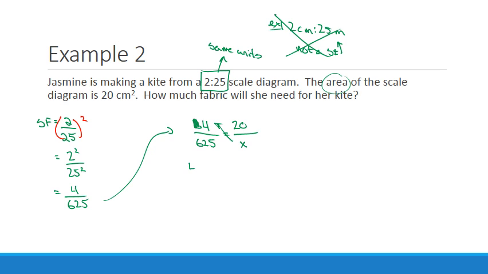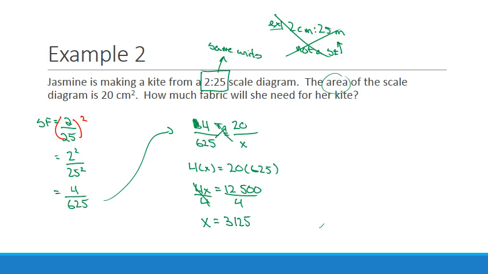And then I multiply. So 4 times x equals 20 times 625. So 4x equals, that is 12,500. Then I have to divide both sides by 4 to get the x by itself. And x equals 3,125. And then you've got to remember your units.